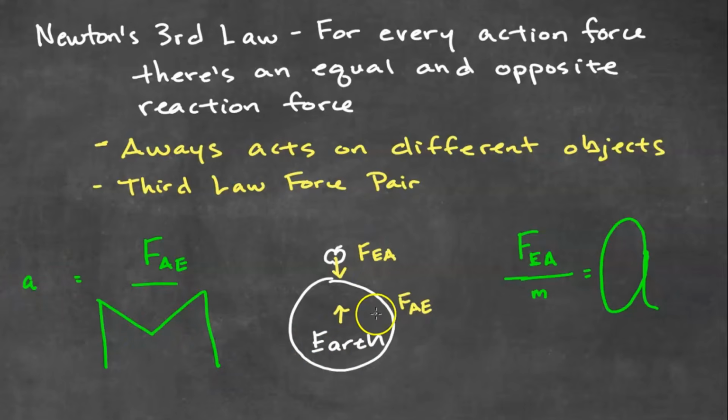So yes, the forces acting on each other are the same: the earth pulling on the apple and the apple pulling on the earth, equal and opposite forces. That's true. However, the acceleration is different because they have different masses. The apple has a small mass, a big acceleration. The earth has a huge mass, a super tiny acceleration.